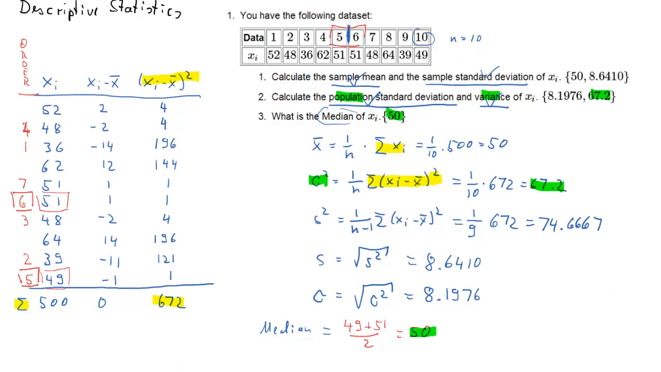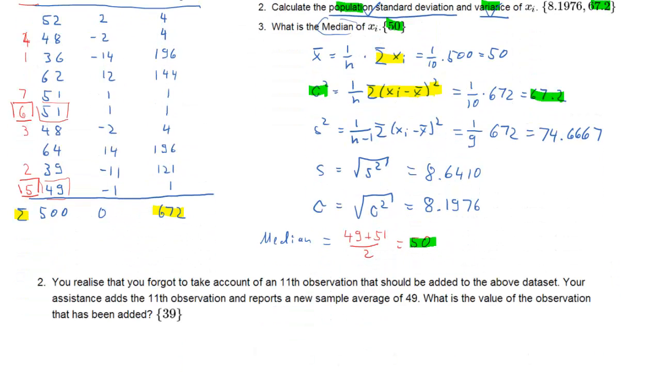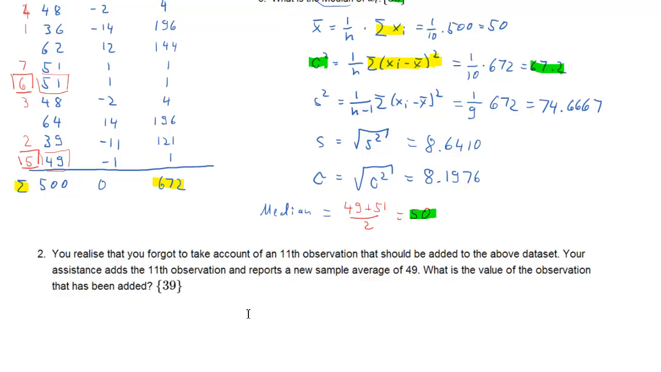So the second question is an extension from this. Let's say you're still using the 10 observations above, but now you get an 11th observation, and once you add that, you get a new average of 49. What was the 11th observation? So we know once we had 10 observations, the sample average was 50, and now once we have 11 observations, the sample average is 49.